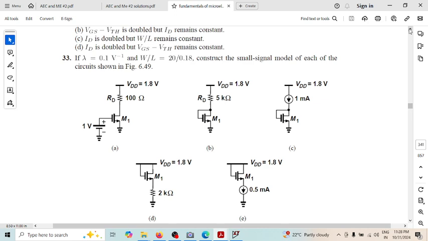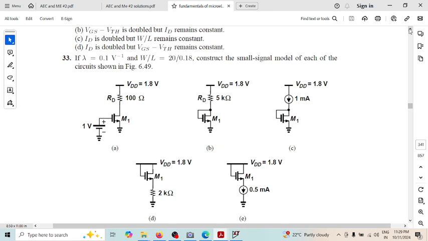If lambda is 0.1 volt inverse and W by L is given, construct the small signal model of each of the following circuits. So we are asked to write the small signal model. Let me write what is given. We have been given lambda as 0.1 volt inverse. W by L is given as 20 divided by 0.18, and that's it. We are asked to find the small signal model.